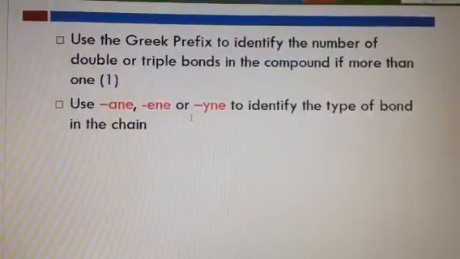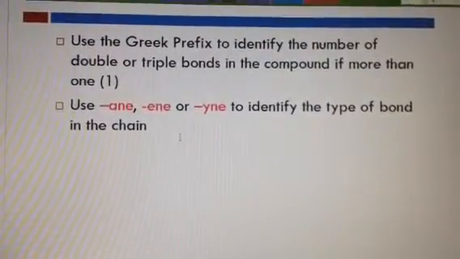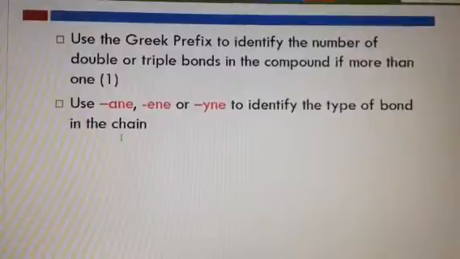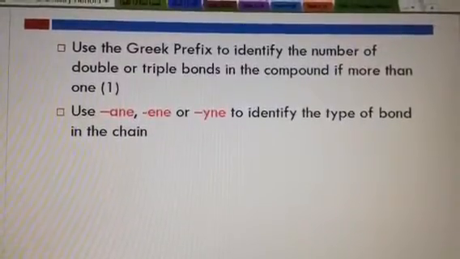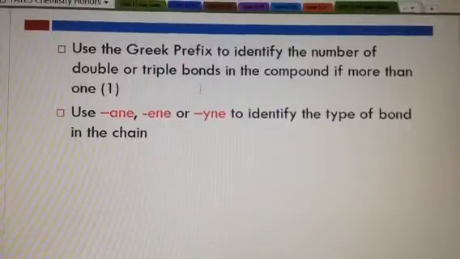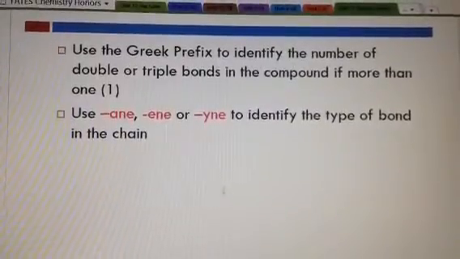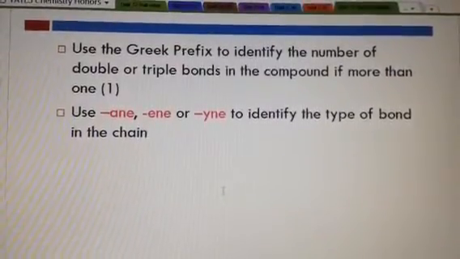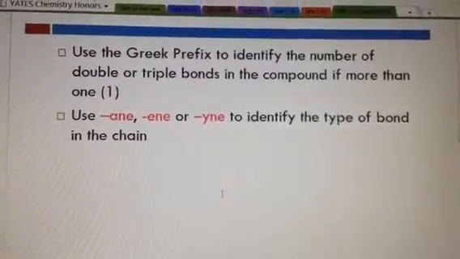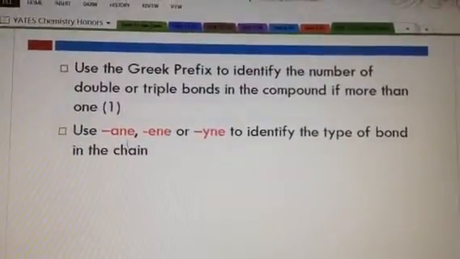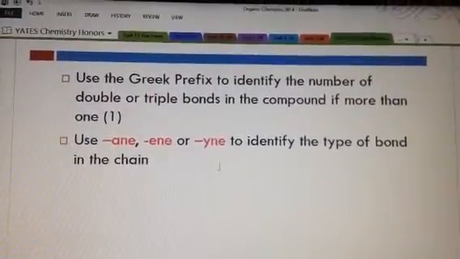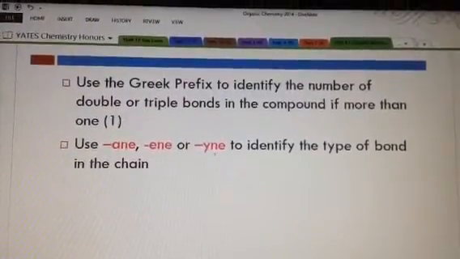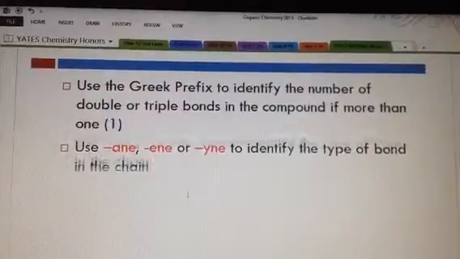All right, let's do some additional practice on naming carbon compounds. Remember, we use Greek prefixes to identify the number of triple or double bonds in a compound. If it has single bonds, we would have just said "ane." If it's got double bonds, we say "ene." And if it's got triple bonds, we say "yne." So that's how we tell which kind it has.